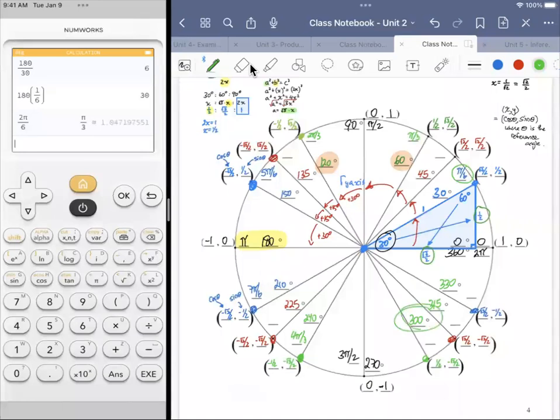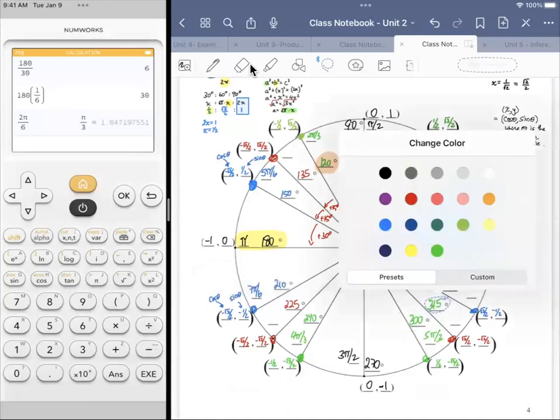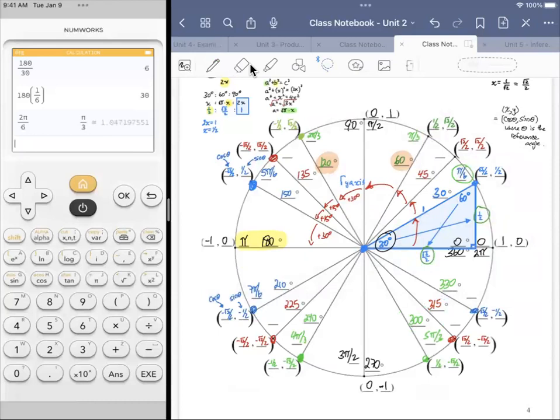300. 300 is 10 of those 30s. So 10 pi over 6, which reduces to 5 pi over 3. Again, my color scheme went off the rails here, so I'm just taking a second to clean it up. All right. Then 330, well, 30 times 11 will get me 330. So 11 of those pi over 6s. So 11 pi over 6.